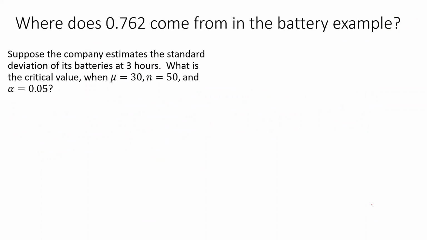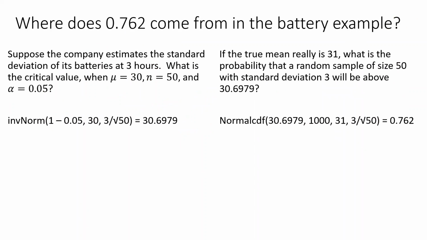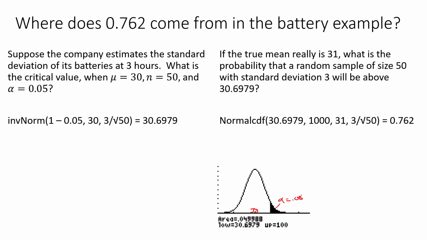So where does that 0.762 come from in the battery example? That's tricky. Let's see, there are some graphs here too. We start off thinking our mean is 30. In which case, if we end up up here, and this is the alpha, 0.05, that's what we call the rejection region. This is where we'd end up rejecting. The cutoff value for that is 30.69.